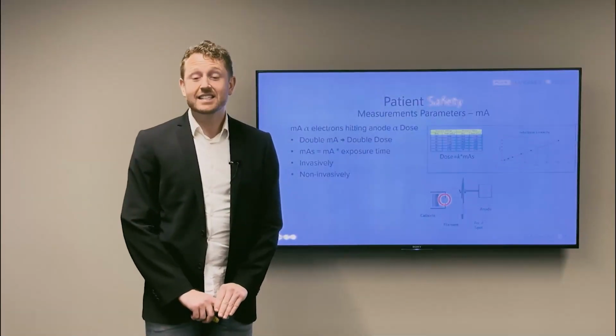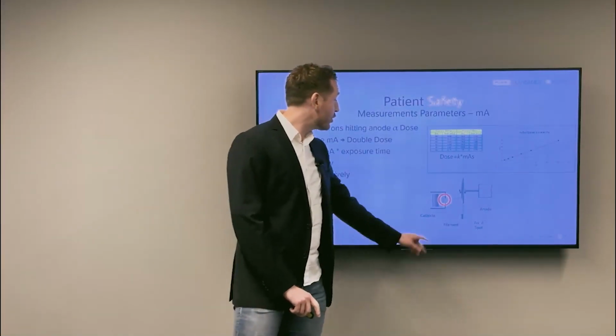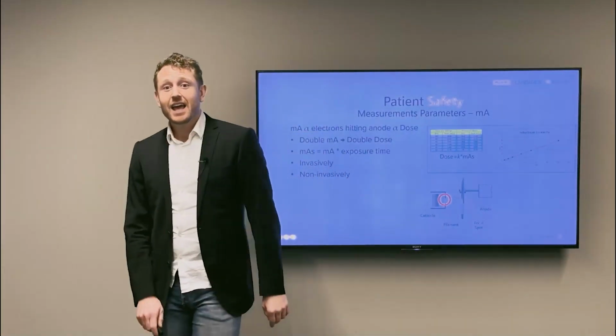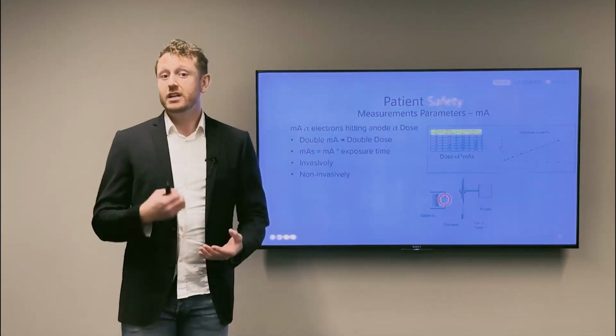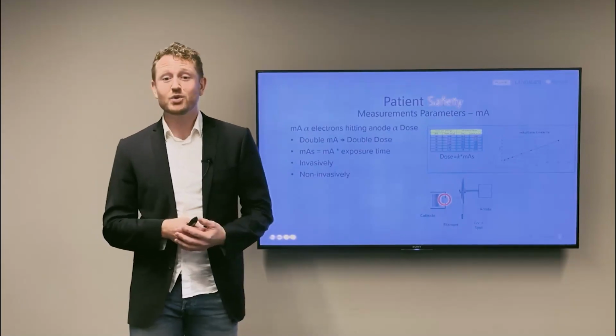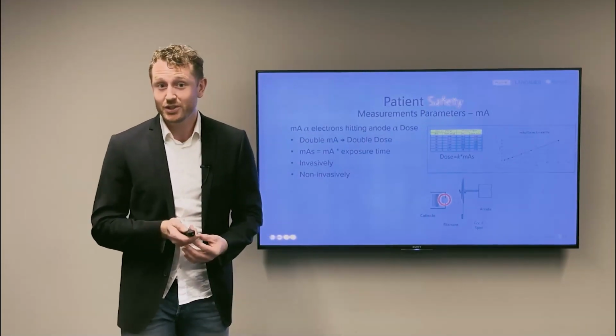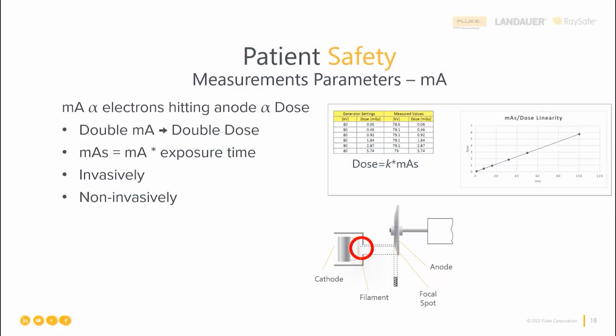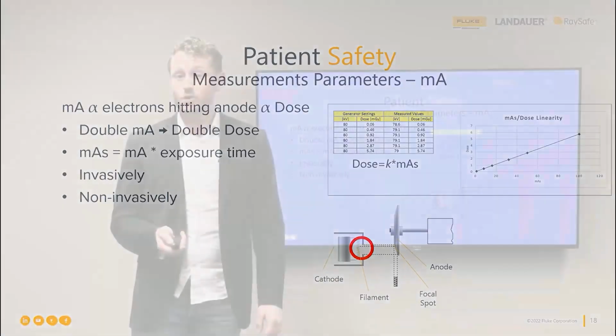Milliamp, mA, is the electrical current flowing through the filament. Since the mA controls the number of electrons hitting the anode per second, it is directly related to the quantity of X-rays produced. Milliamp-second, mAs, is the mA multiplied by the exposure time in seconds. The mAs value determines the total number of photons delivered during an X-ray exposure.